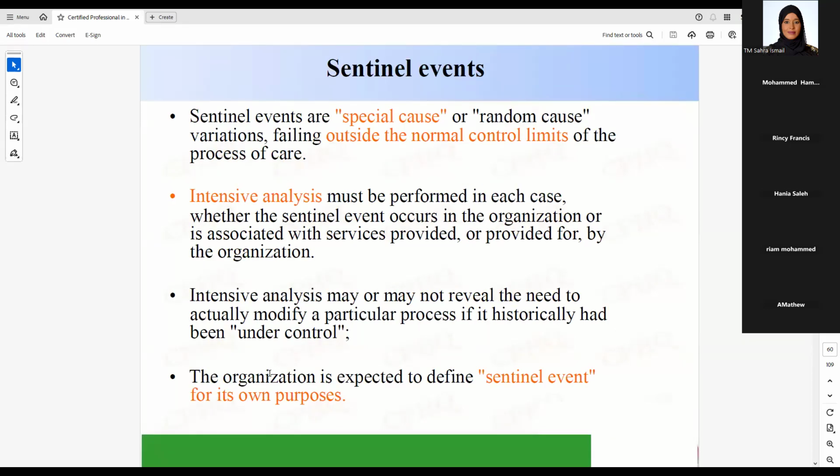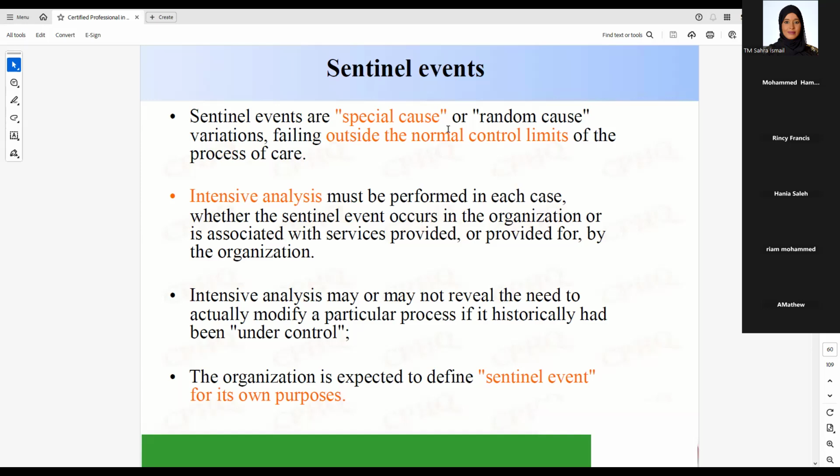Here is important. We talked about sentinel events before, and we say they are special causes. Sentinel events are special cause or random cause variation falling outside the normal control limits of the process of care. Remember when we talked about variations?